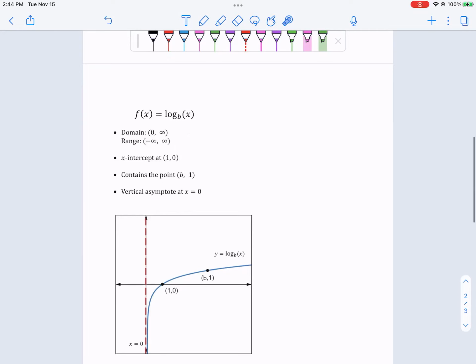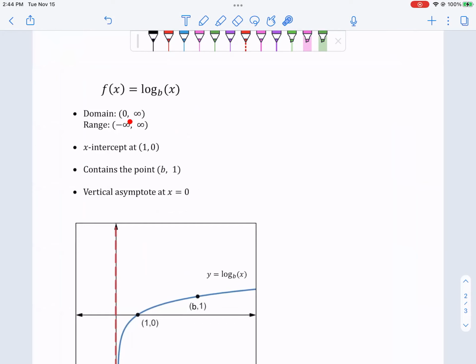Let's go over them. In general, our logarithmic function looks like this: log base b of x. The domain is from 0 to infinity, and the range is everything. This is going to be true always. The range is always going to be everything, even if you've translated it, transformed it, reflected it, it doesn't matter. That's always true. The domain is going to change if you shift the logarithm left or right.